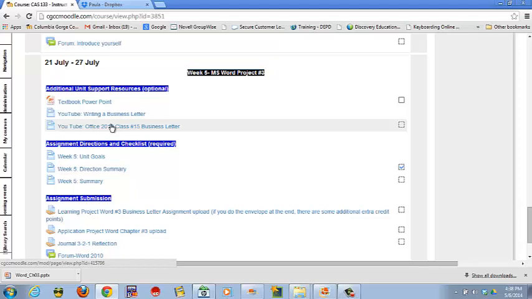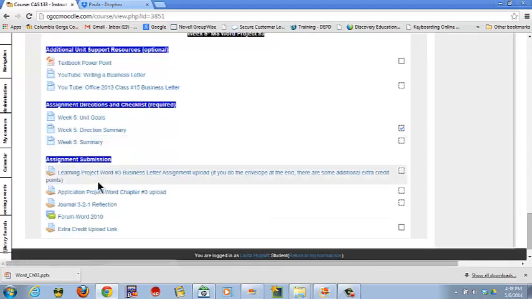They're extra support material, including the textbook PowerPoint that's sort of a rehash of some of the textbook information, but maybe without the direction details. So use it however you find it best helpful. You have your goals, your summary, direction summary, and then your regular summary of what you need to complete during the week. You're going to be completing the learning project, which is the textbook business letter from your book. We'll be walking through that in a minute.